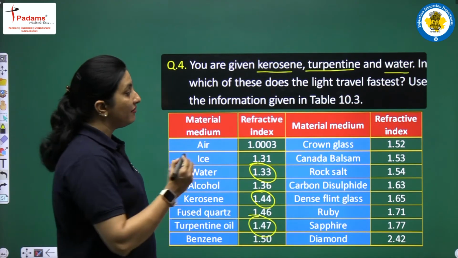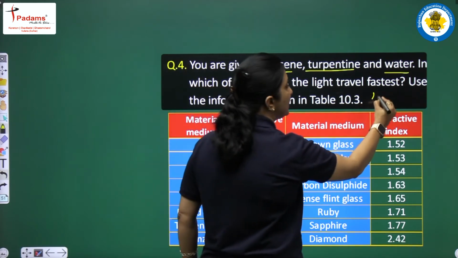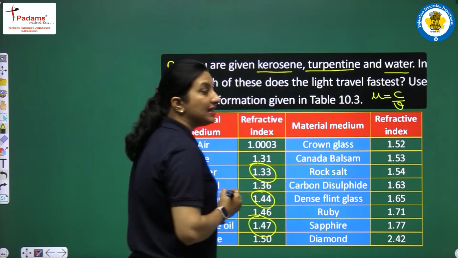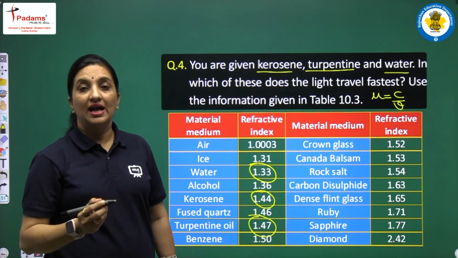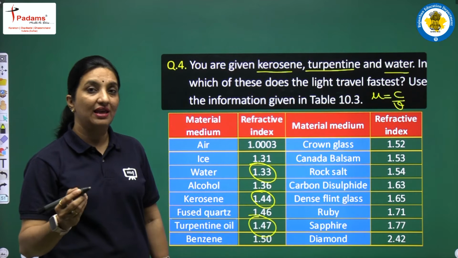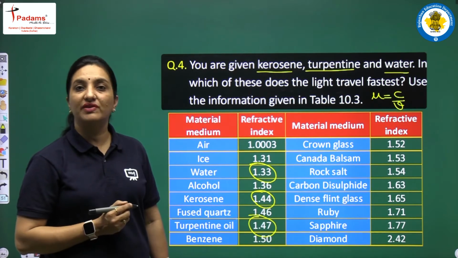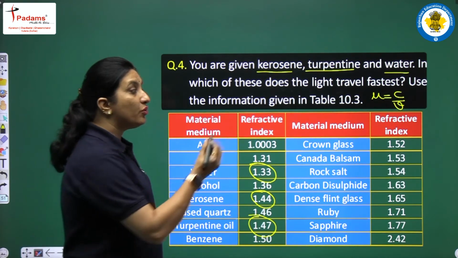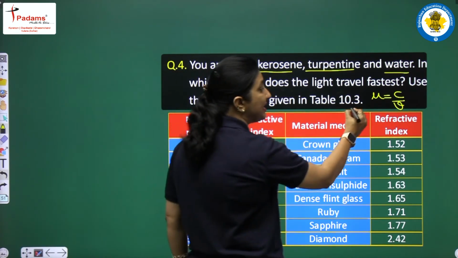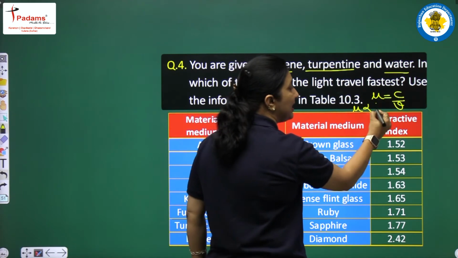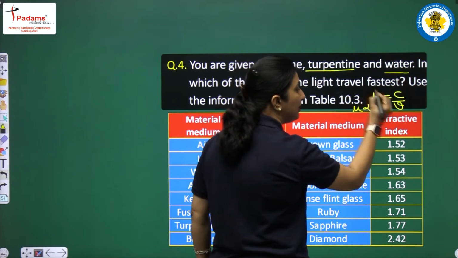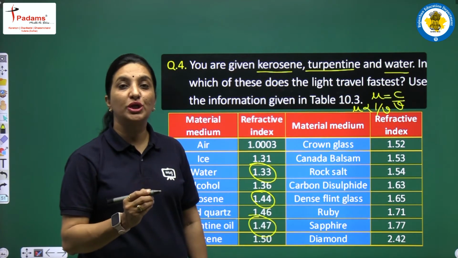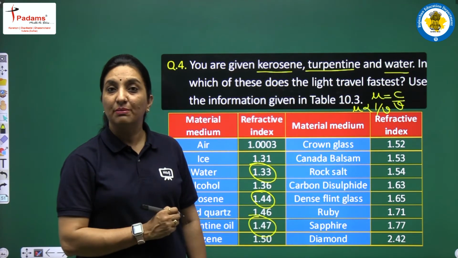Now students, we have the formula mu is equal to C upon V, where C is the speed of light, and again the speed of light in air or vacuum is a constant given by 3 into 10 to the power 8 meters per second. So what we observe from this formula is that the refractive index is inversely proportional to the velocity. The refractive index is inversely proportional to the speed of light in a medium.